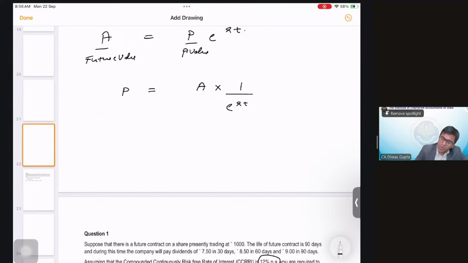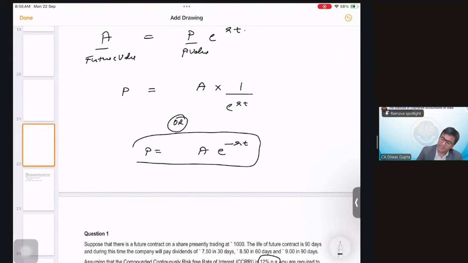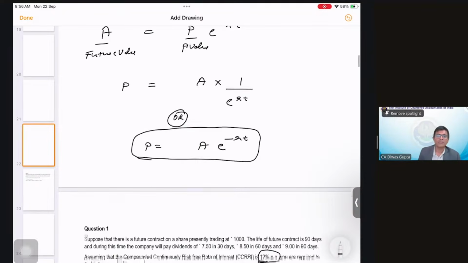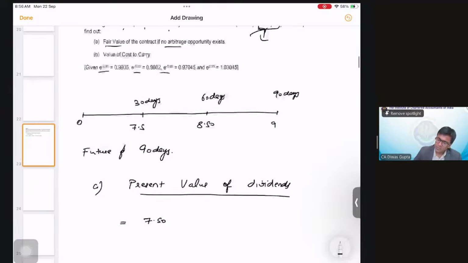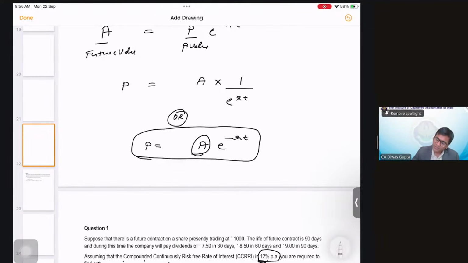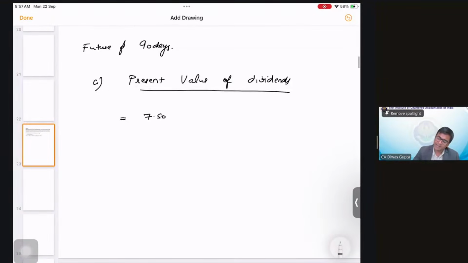Can I also write it as P is equal to A e raised to the power minus R into T. Because 1 by e raised to the power RT, if I want to remove it from the denominator and bring it to the numerator, in the power we put a minus. So e raised to the power minus RT. Is this formula okay with all of you? Yes, sir. Perfect. So 7.5 is the future value, right? After 30 days. And for this, we are trying to calculate the present value.